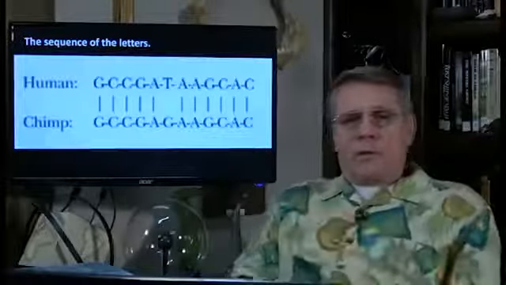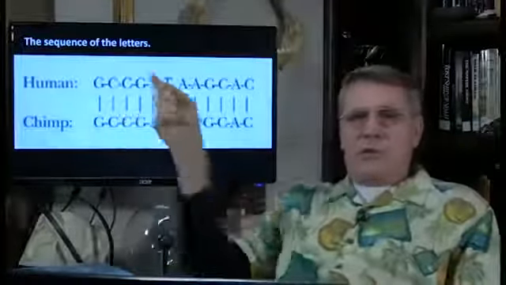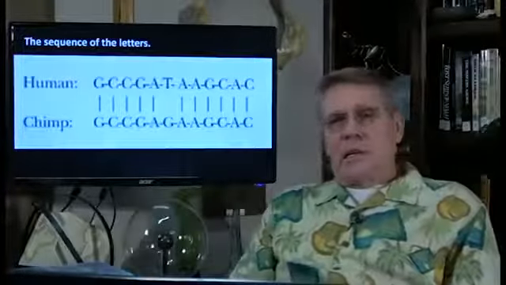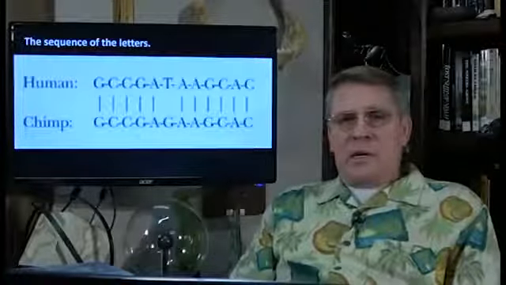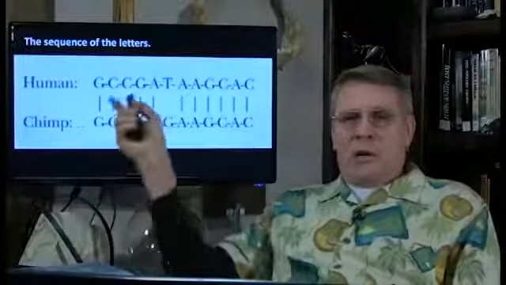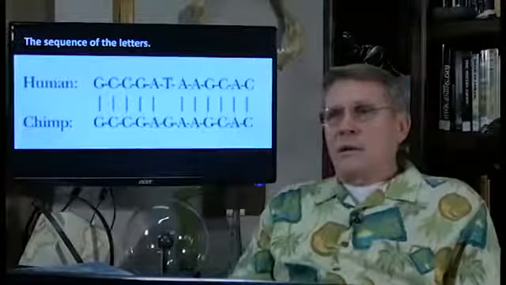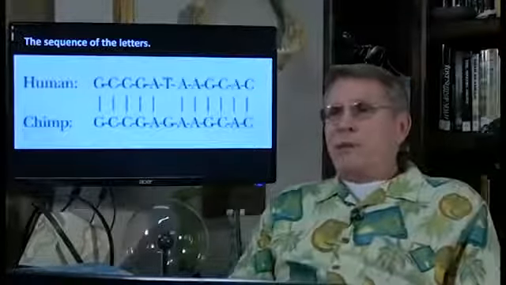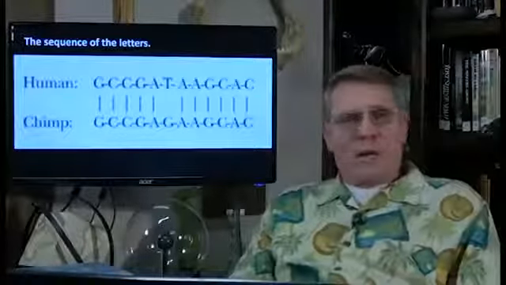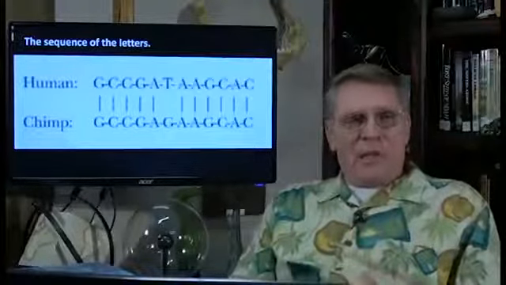Example. Humans and chimps. Look at this. G, C, C, C, A, T, A, A, C, C, A, C. And the chimps are, oh, wow, they got a difference with the T and the G. Look at that. But what part are they even comparing? Out of the 3 billion, yeah, what are they? That's the whole point. They're comparing little slices of it.